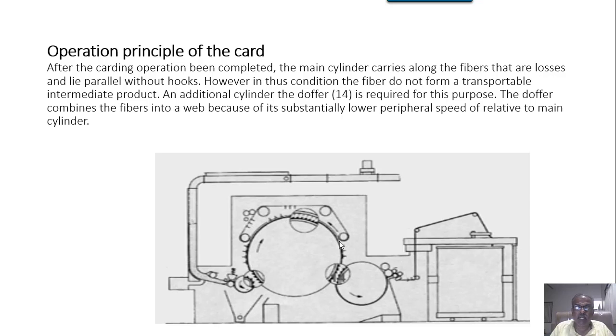And this working layer gets transferred onto the doffer. But for that, we cannot deliver this carded material directly to the further system. So we need to have a doffer, a wire covered big roller. That's what the statement is here.